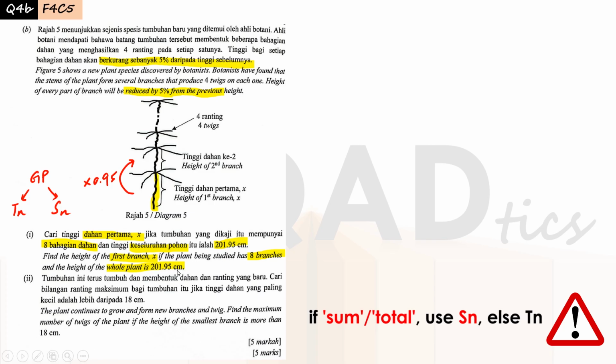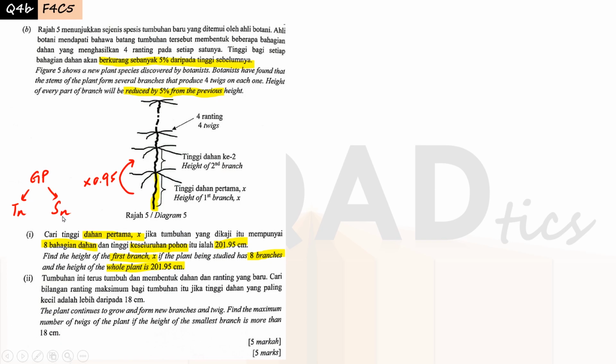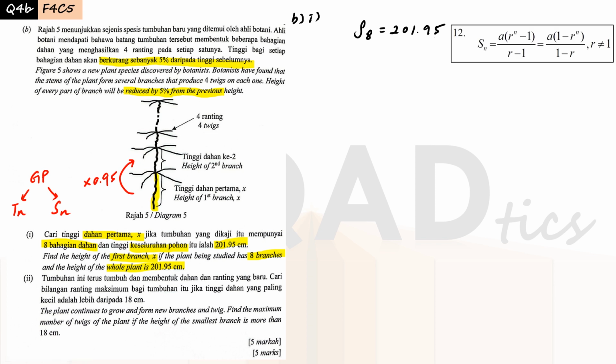201.95 is the total height if the plant has 8 branches. Since this is the total height of 8 branches, we need to use Sn. So our n here, we can change it to 8, and then I can equate it with 201.95. From the formula sheet, we can find the formula of Sn for geometric progression. But here we have two different formulas.